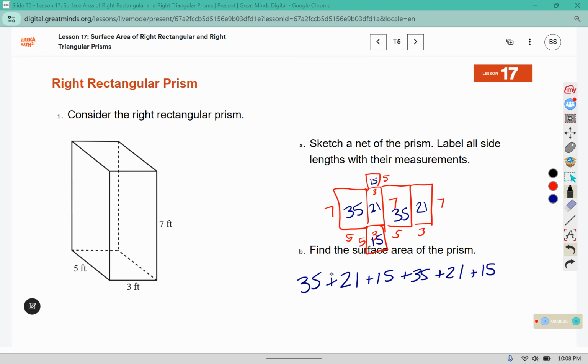So let's see, 35 plus 21 makes 56, plus 15 would give us 71. Then we'll add another 71 to that. And that gives us 142 feet squared because it's an area.